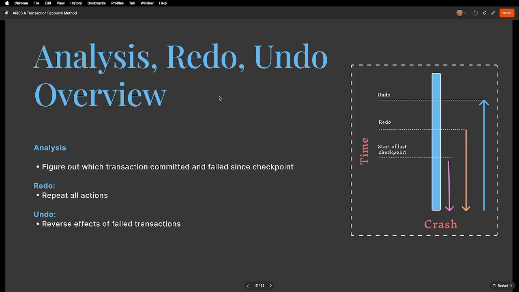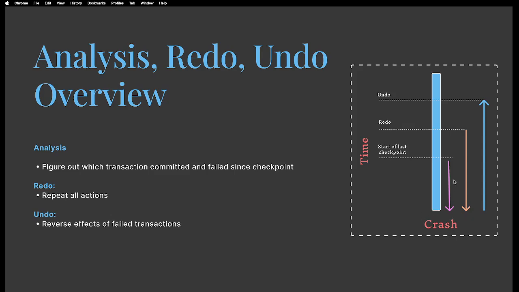So, analysis, redo, and undo overview. With this you can see a very high-level, simplified representation of how this works. There are three phases. The first one is analysis, the second one is redo, and the third one is undo. In the analysis, you figure out which transactions committed and failed since the checkpoint, right? Something had to crash somewhere, right?